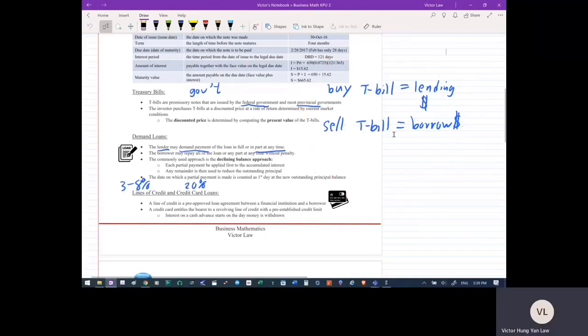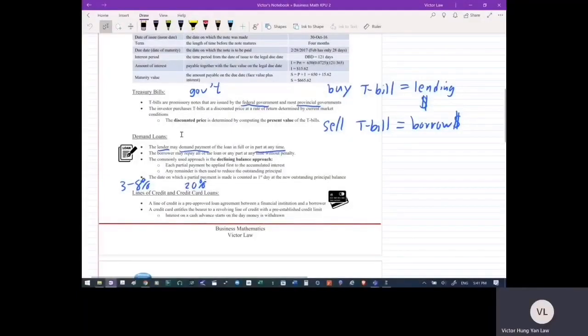So when you sell a T-bill, you're writing a contract and selling the contract to the person, and the person will give you money. That means you're borrowing money from people. And when the contract expires, the person will come back to you, and you're going to give the money back to them. So when you're buying a T-bill, you got the paper, you got the T-bill, so you have to give them the money. You're lending them money. When you're selling a T-bill, that means you're borrowing money.